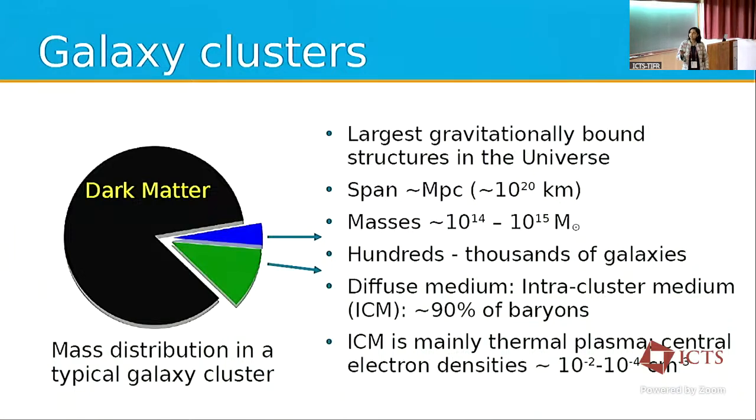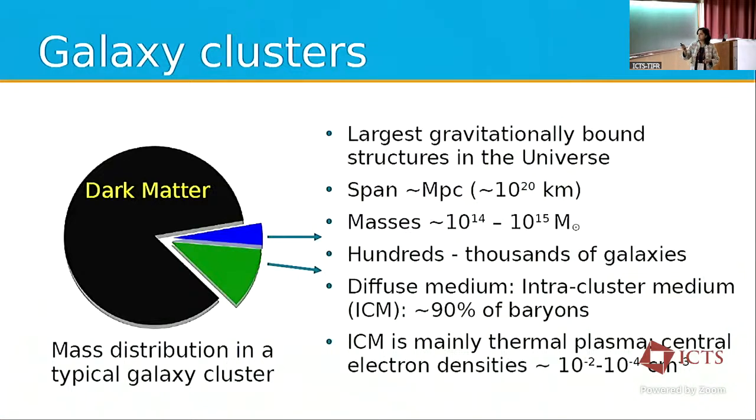Galaxy clusters, as you heard, are the largest gravitationally bound structures in the universe. To draw your attention to the components that I'm interested in: galaxy cluster mass is mostly dark matter, and of the 10 to 15% baryonic mass, most of this is in the diffuse medium, the intracluster medium, and that is the topic of our interest.